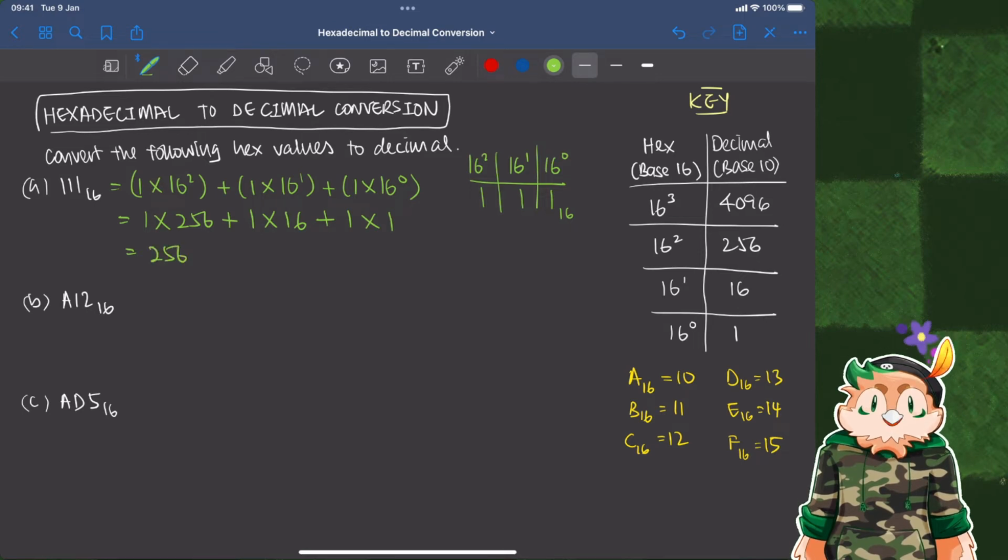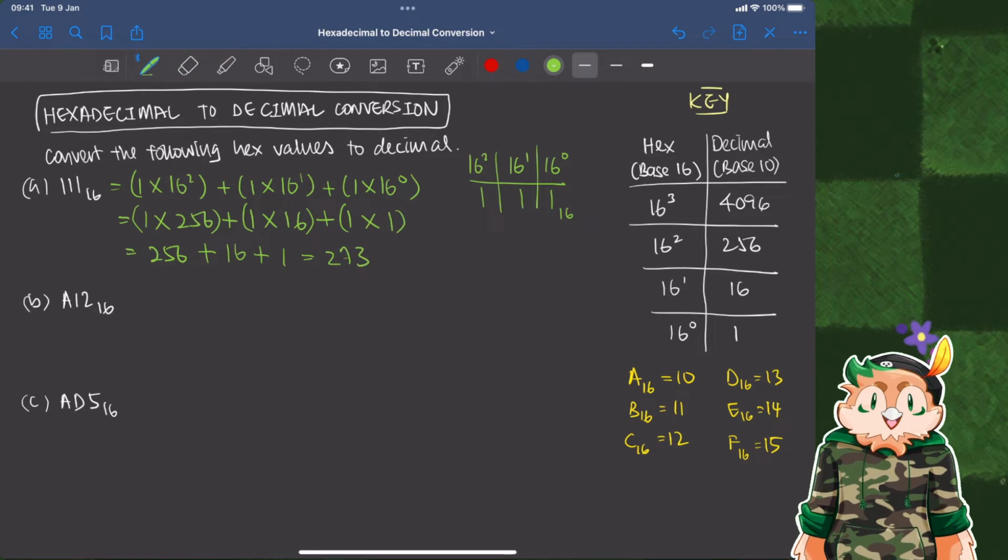1 multiplied by 256 is 256. 1 multiplied by 16 is 16. 1 multiplied by 1 is 1. So in the end, you should get 273. And in this case, if you want to be a stickler with the base number, you can put in base 10 right here. But it's universally understood that if you don't put in any base number as the subscript down there, it's immediately understood that it's just a regular decimal number. All right, a regular decimal number.